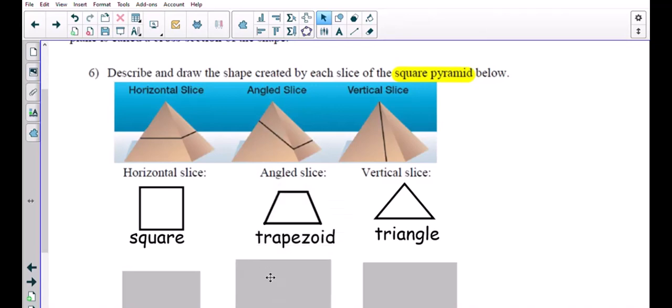If you're thinking a trapezoid, you're correct, because when we slice closer to the top, it's going to be more narrow, and if we finish our slice closer to the bottom, it's going to be wider, but they are going to be parallel to each other. So it's going to look like a trapezoid.